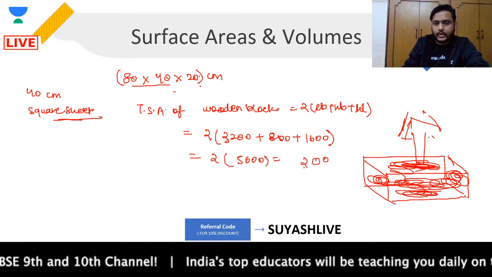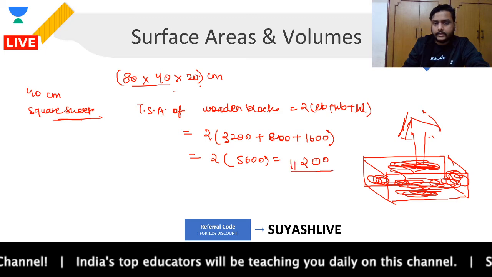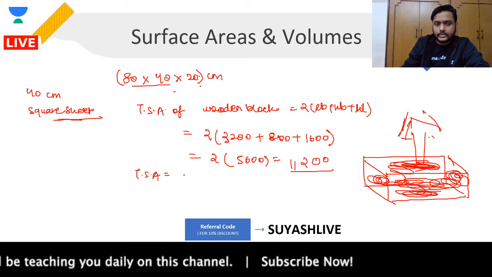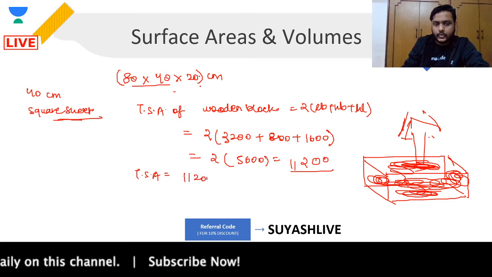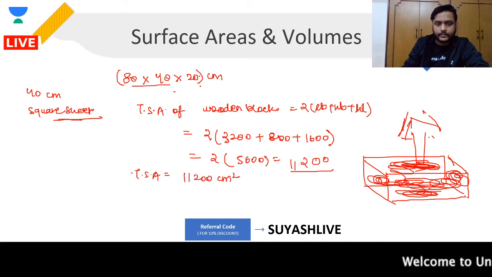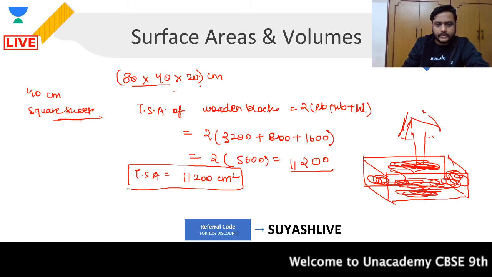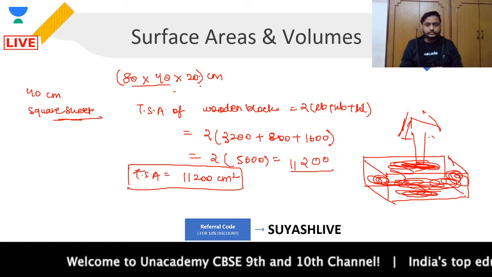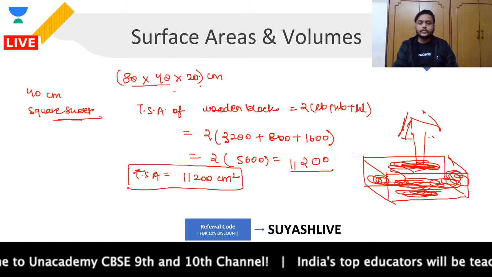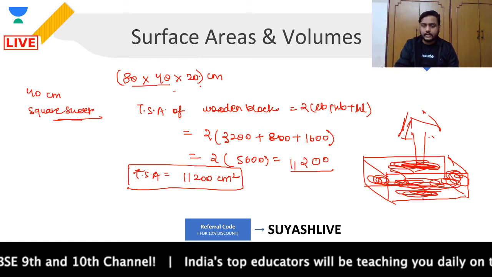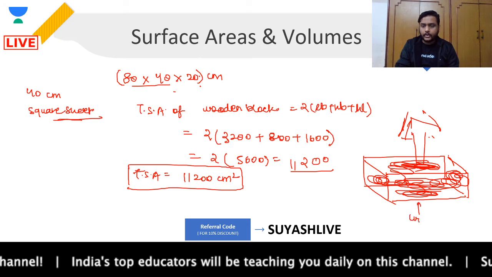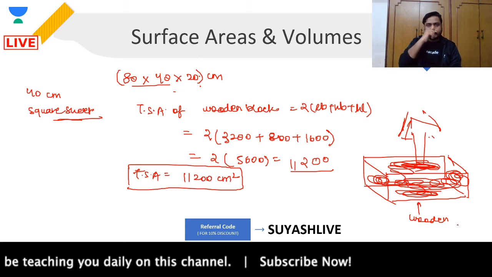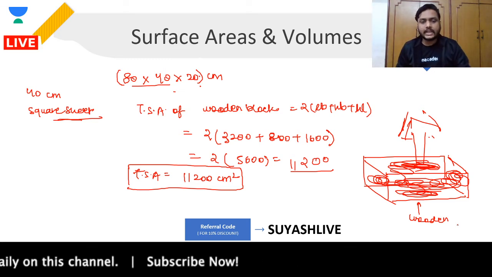Then you are having 12, then you are having 10, 11. This is the total surface area. Your total surface area came out as 11200 centimeter square. Are we clear with this, everyone? Everyone got this point? Sabko clear hai? Total surface area of this wooden block came out as your 11200 centimeter square.